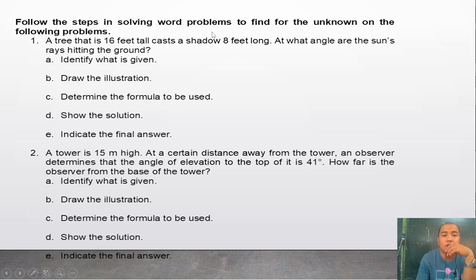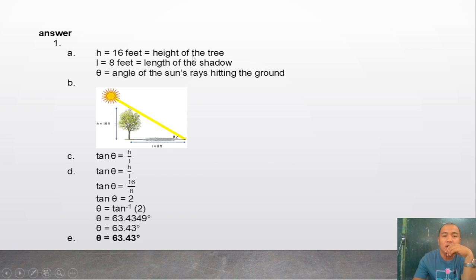Follow the steps in solving word problems to find the unknown in the following problems. A tree that is 16 feet tall casts a shadow of 8 feet long. At what angle are the sun's rays hitting the ground? A. Identify what is given. H, 16 feet, height of the tree. L, 8 feet, length of the shadow. Theta, angle of the sun's rays hitting the ground.